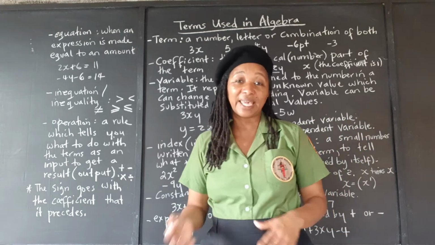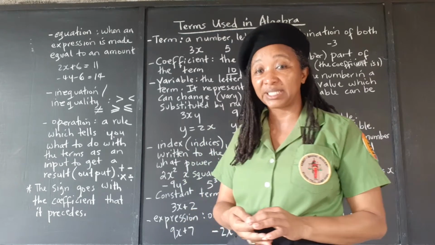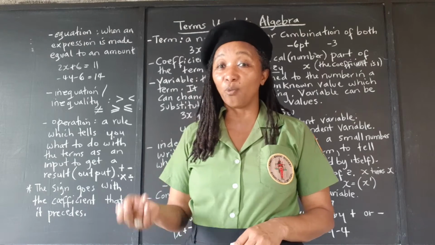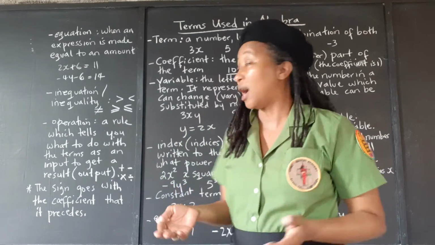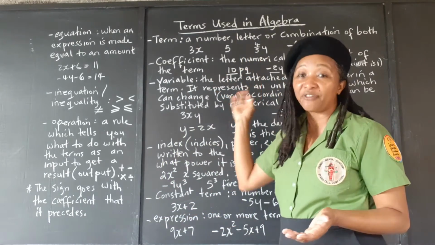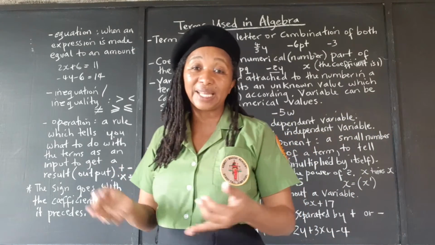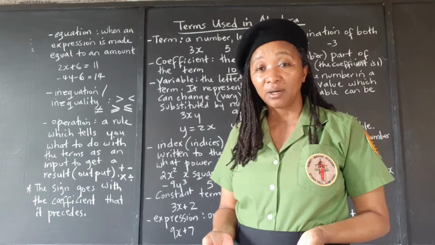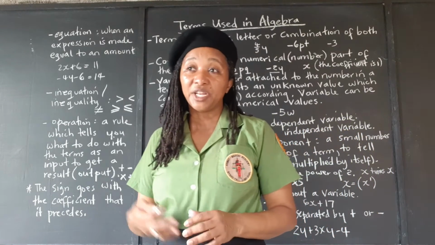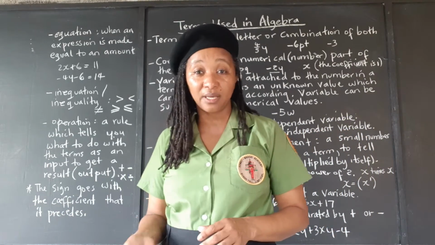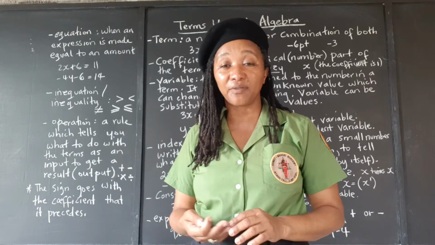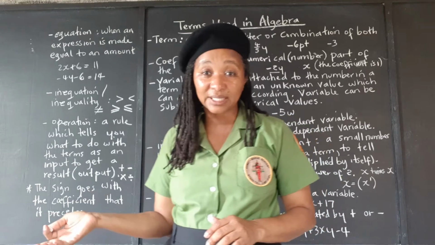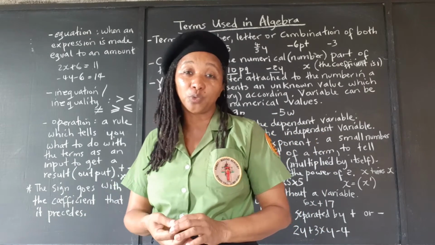Or let's say it's negative x. What would be the coefficient in that case? The coefficient would be negative 1. The coefficient can be a fraction. It can be a decimal. So you can have half p, where half is the coefficient. Negative 3/4 p, where the coefficient is negative 3/4. Right? Or 2.5x. The coefficient there would be 2.5.